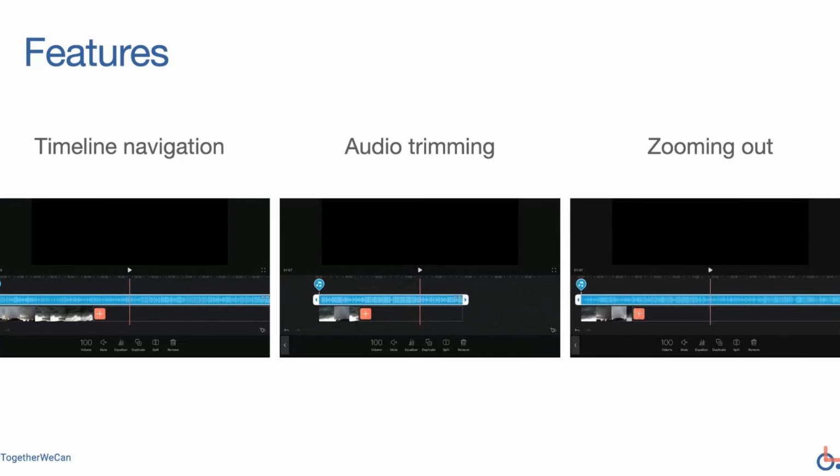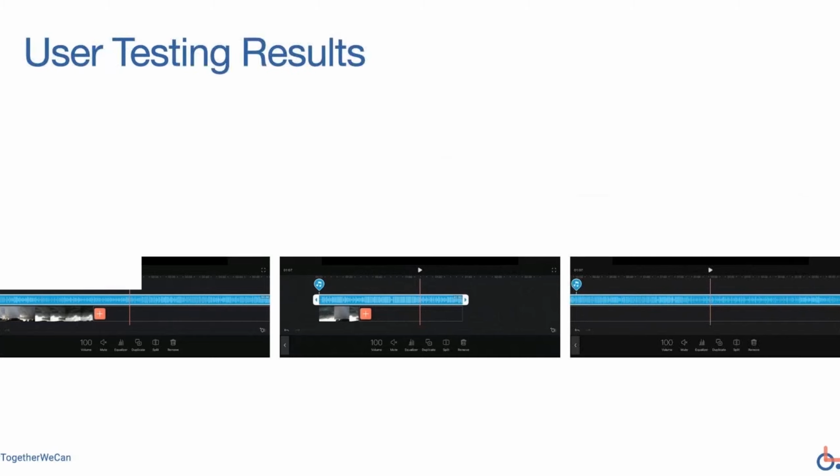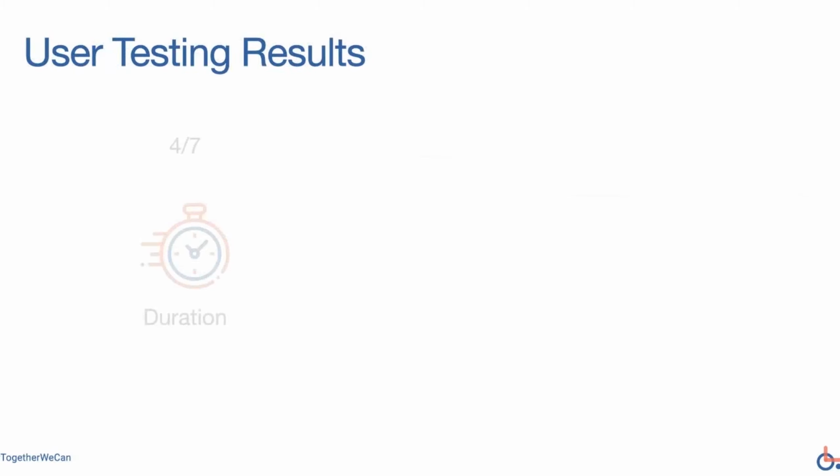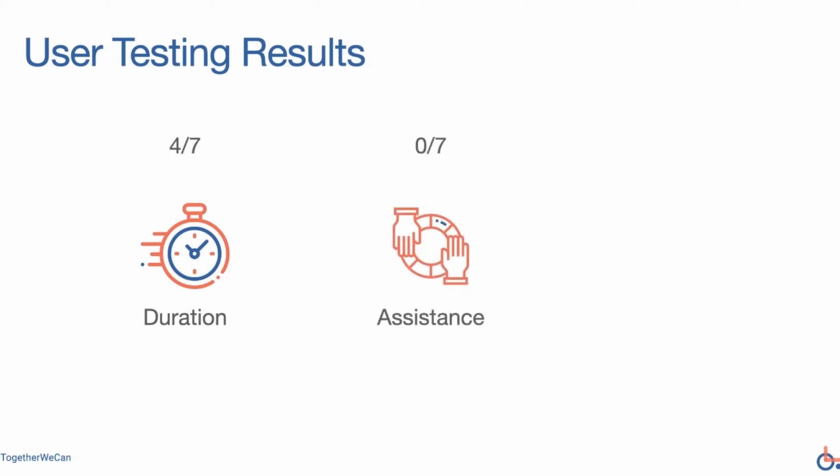So we did some wireframing and we tested them with the same participants and compared the results. It was a huge change for them. 4 out of 7 participants finished the task earlier than they did before. None asked for assistance, and 7 out of 7 were able to finish all the tasks.